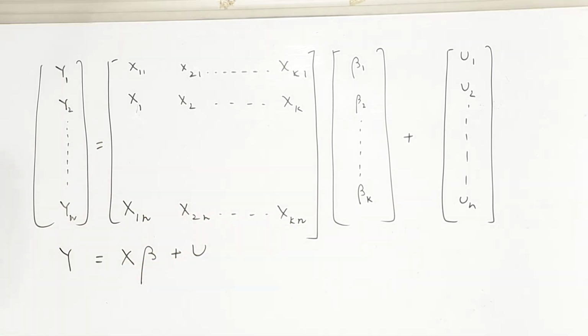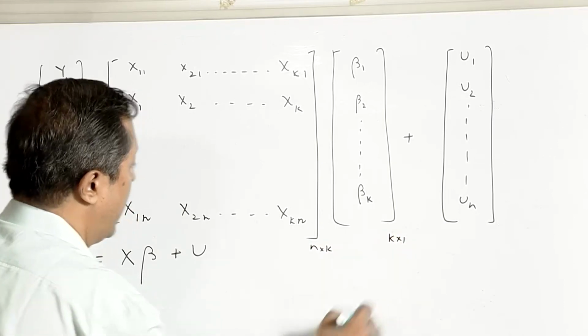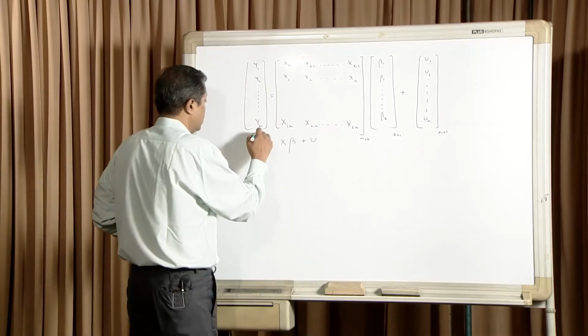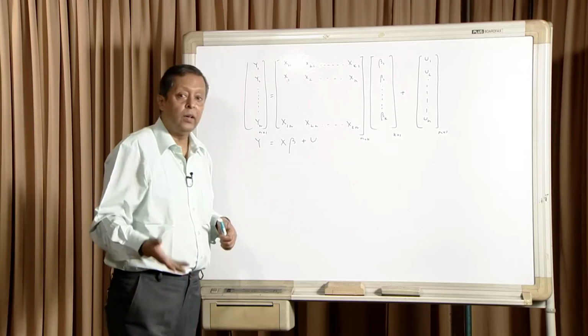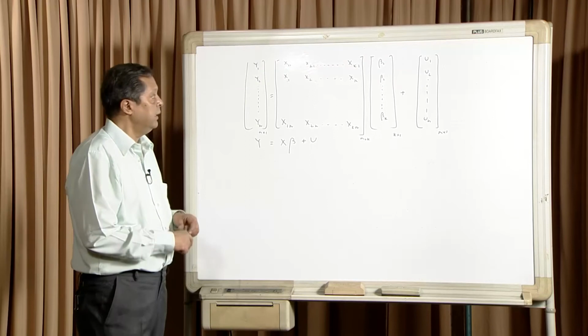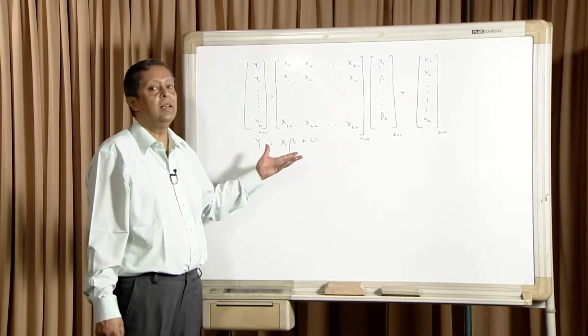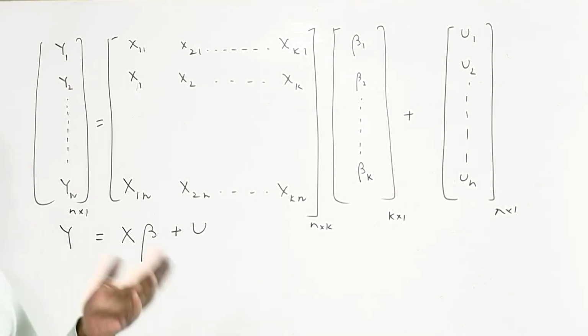That means it is of order n cross k. This is k cross 1, this is n cross 1, and therefore, this is also n cross 1. Now, we will move on to the estimation part of this model, and needless to say, before going for the k variable model, we will develop a working rule for the estimation of the 3 variable model, which is the simplest form of the multiple linear regression model.